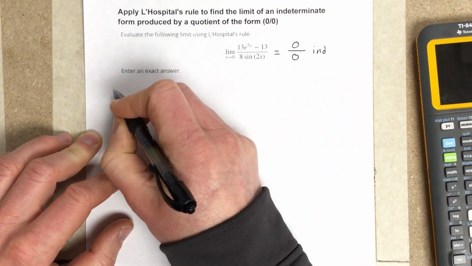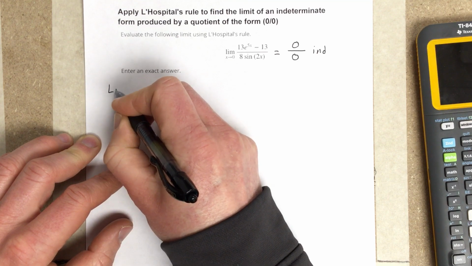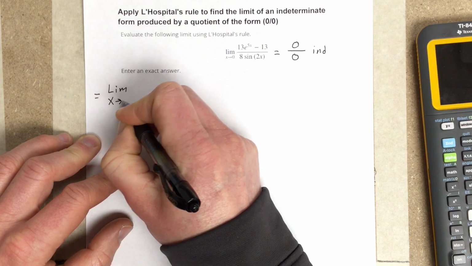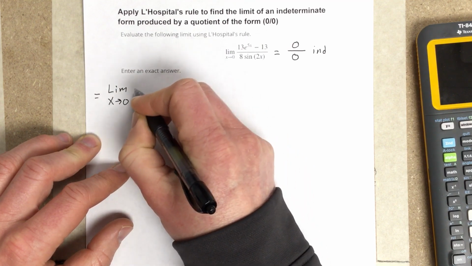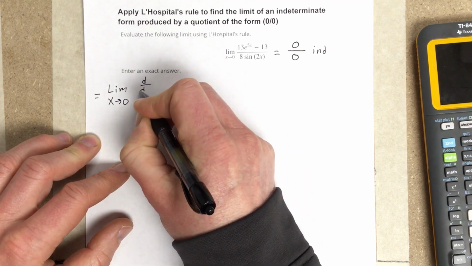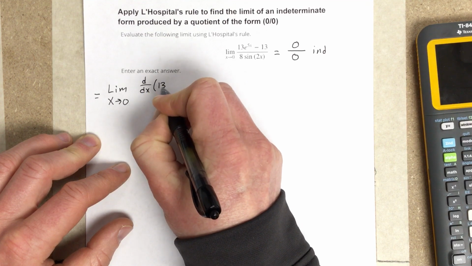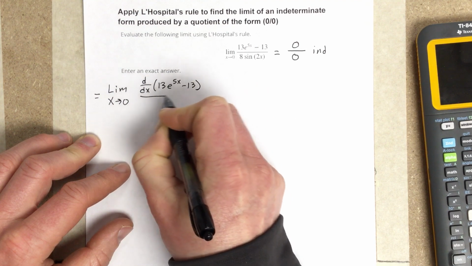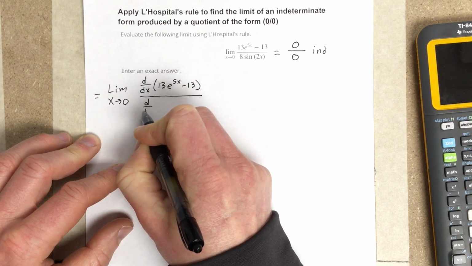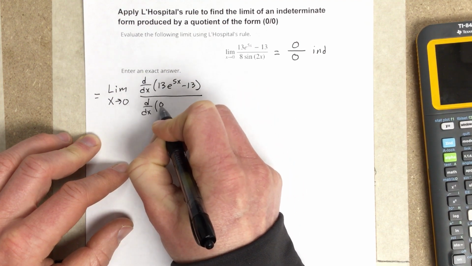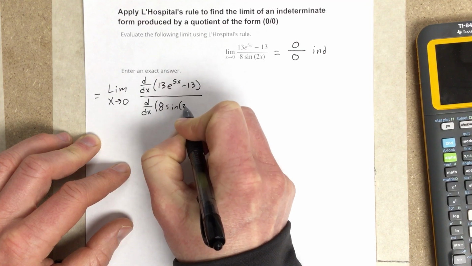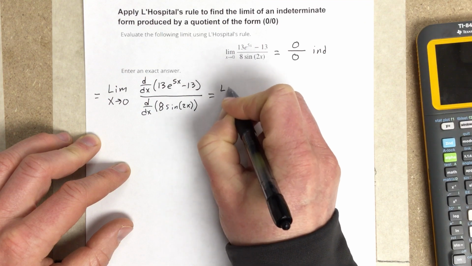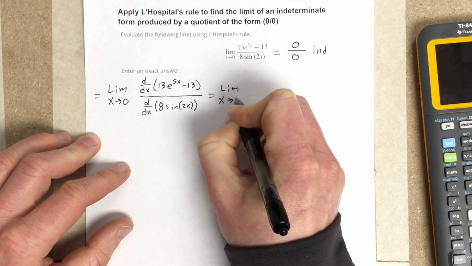Now we're going to use L'Hopital's rule and apply it to this limit. So we're going to say the limit as x approaches 0, and then we're going to take the derivative of the numerator, and we're going to take the derivative of the denominator. And when we take the derivative of the numerator, we're going to get the limit as x approaches 0.